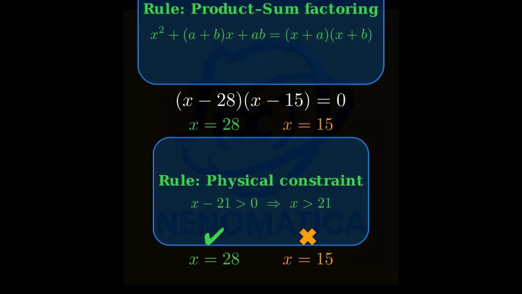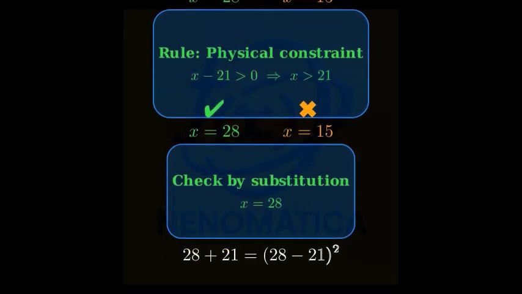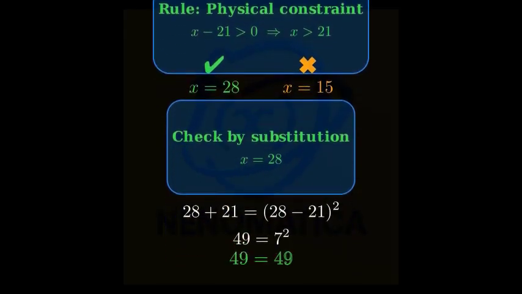Step 5. Verify the accepted solution by substitution. Substitute x equals 28 into the original equation. Left side is 28 plus 21, which is 49. Right side is (28 minus 21) squared, which is 7 squared, also 49. The equation holds.